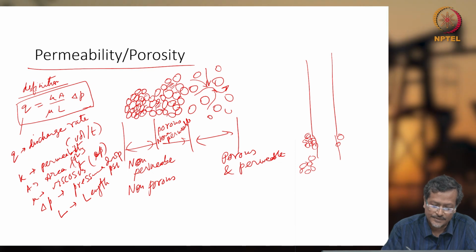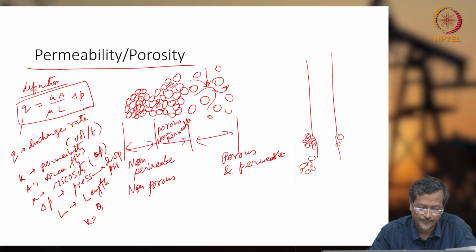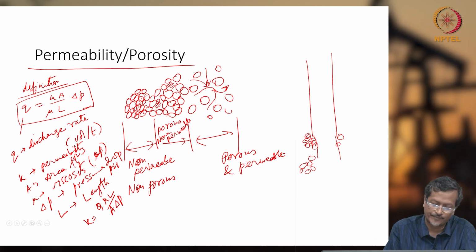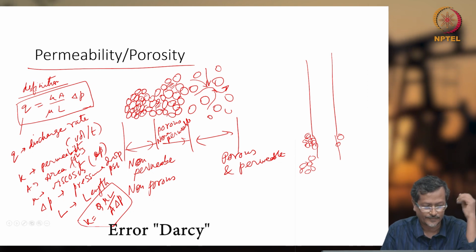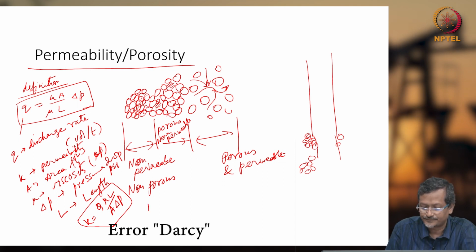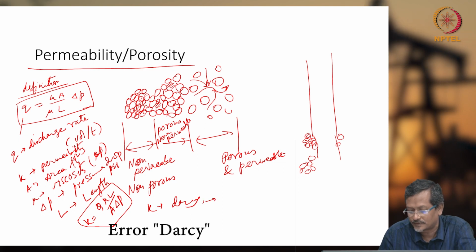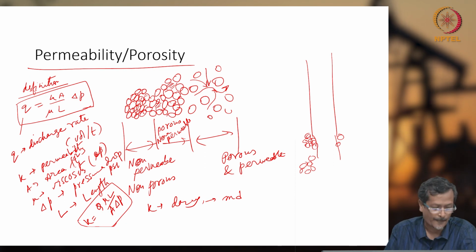Then K equals Q mu L over A del P. This is permeability K. Okay, K unit is Darcy. So the milli-Darcy is also used, the Darcy unit divided by 1000, so it will be milli-Darcy.